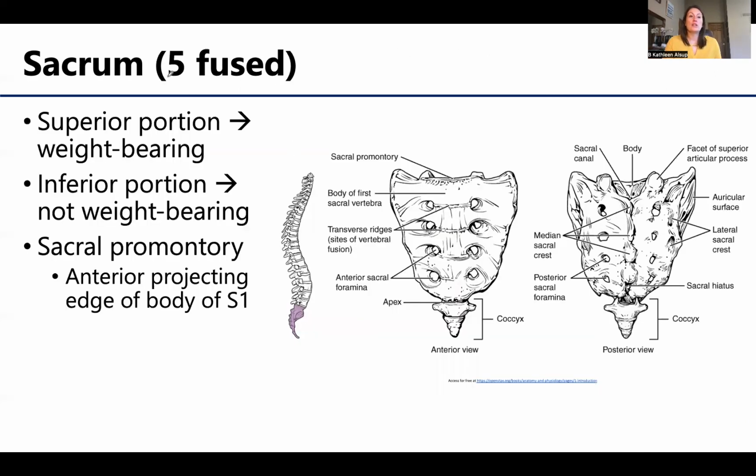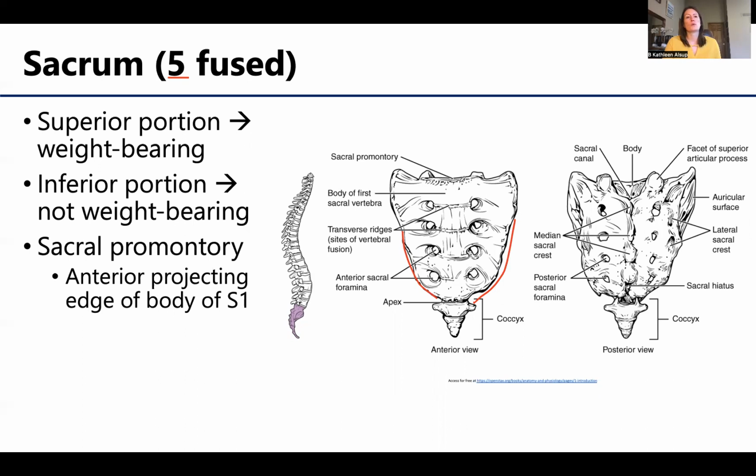All right, so generally you have 5 sacral vertebrae that have fused. Sometimes you can have some variation there. The superior portion of the sacrum is going to be weight-bearing. You are going to have the formation of joints with the ilium. And you know it's weight bearing because it's a little bit wider, similar to what you had with the lumbar vertebrae. And as you get more inferior, you see that it begins to taper off. And this inferior portion of the sacrum is not weight bearing, but there will be muscles attaching there.